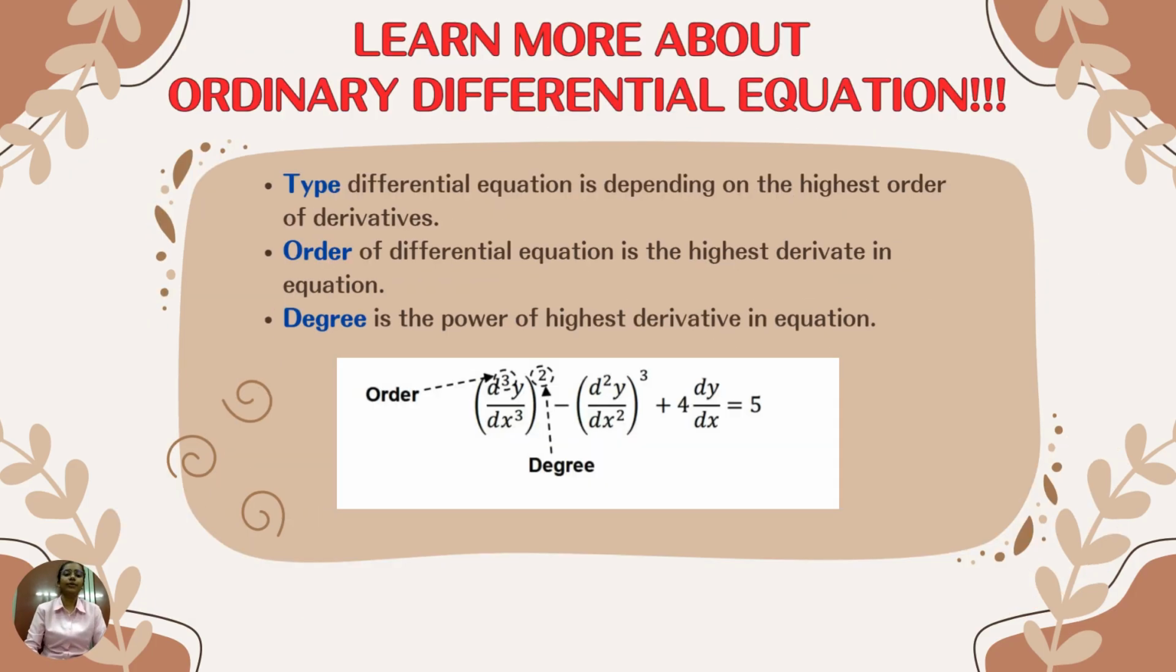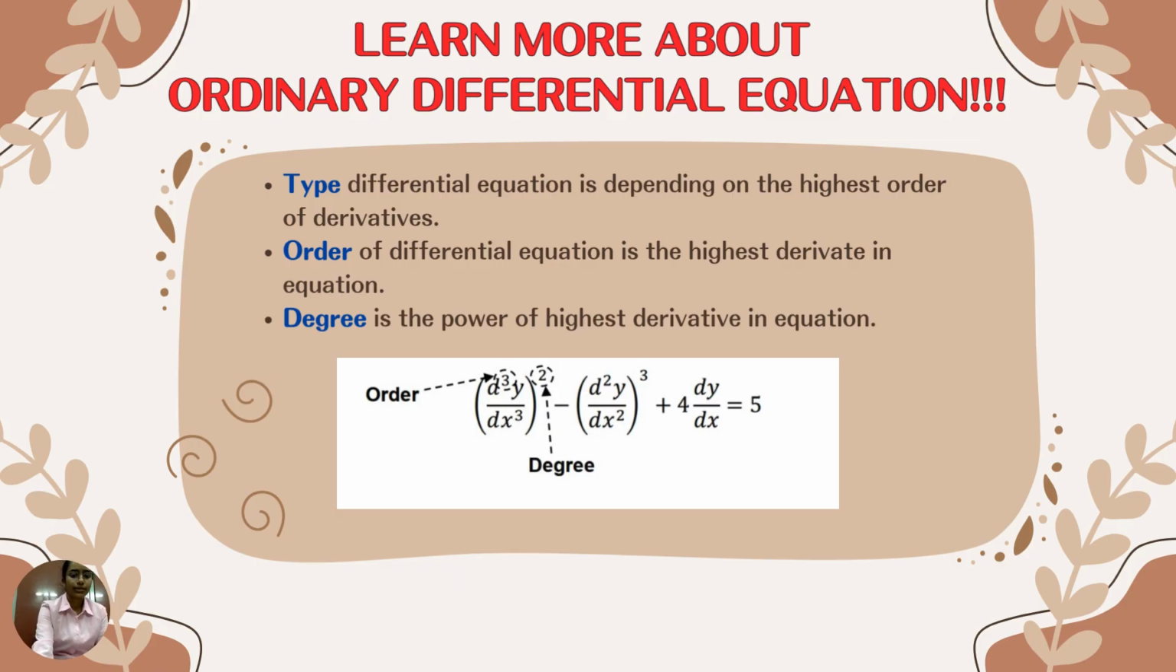There are a few things to know about ordinary differential equations. First is type of differential equation, which depends on the highest order of derivative. Second is order of differential equation, which is the highest derivative in the equation. Third is degree, which is the power of the highest derivative. So this is an example of the equation.